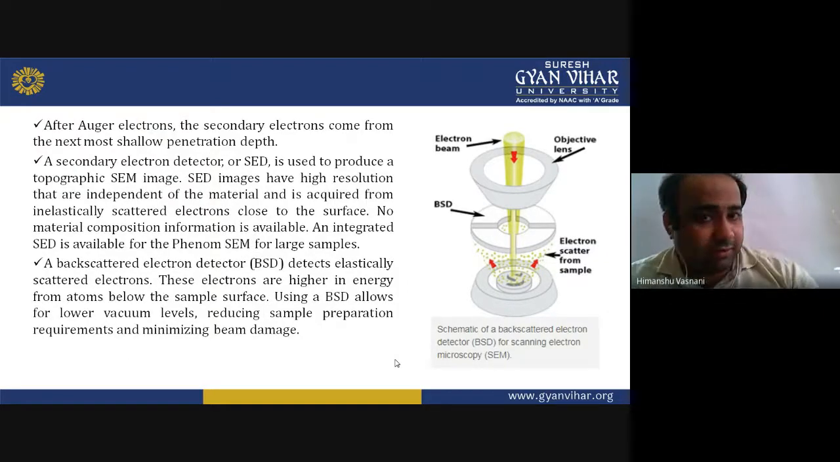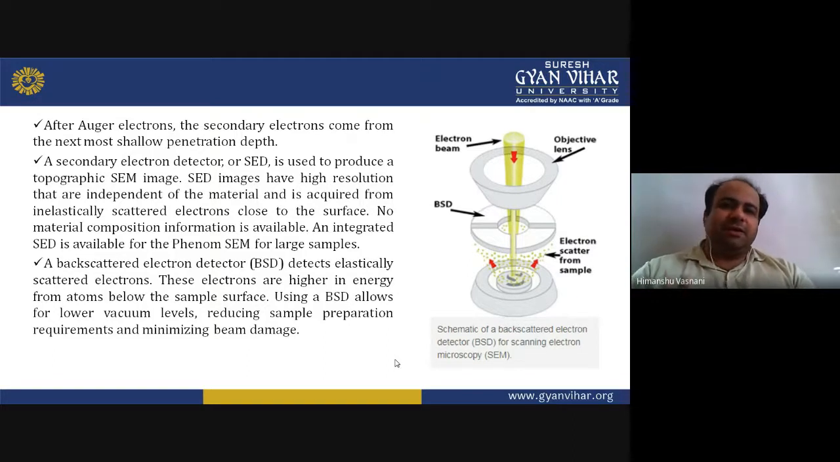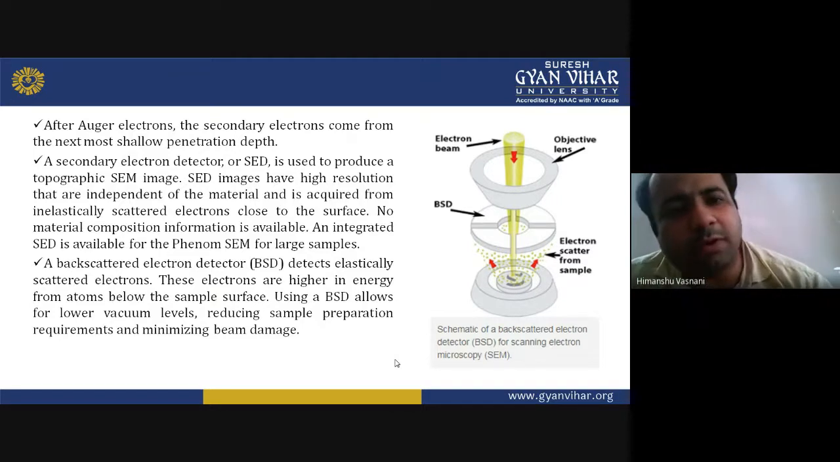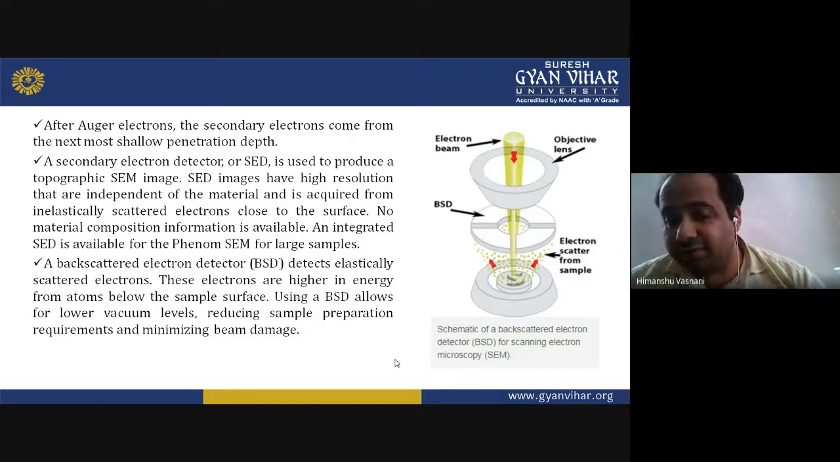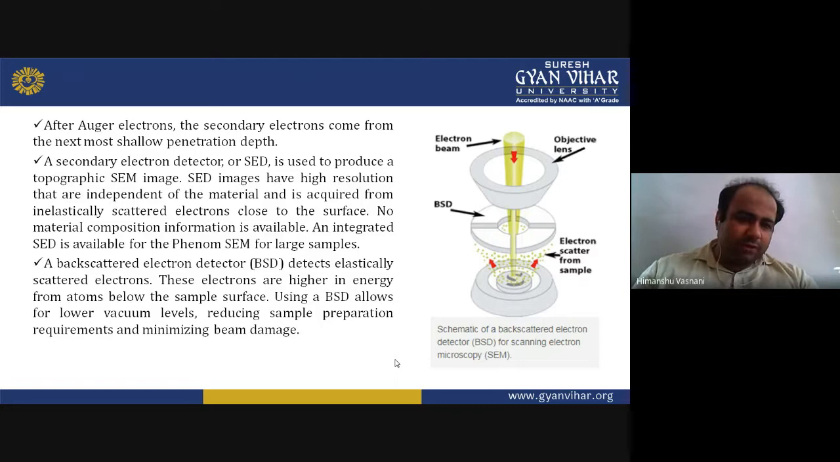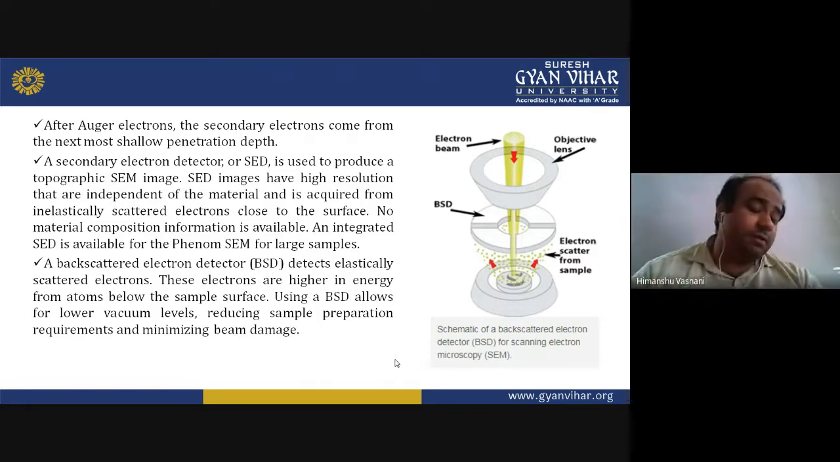After Auger electrons, the secondary electrons come from the next most shallow penetration depth. The secondary electron detector, called SED, is used to produce the topographic SEM image. SED images have high resolution that is independent of the material and is acquired from inelastically scattered electrons close to the surface. No material composition information is available. An integrated SED is available for large samples.